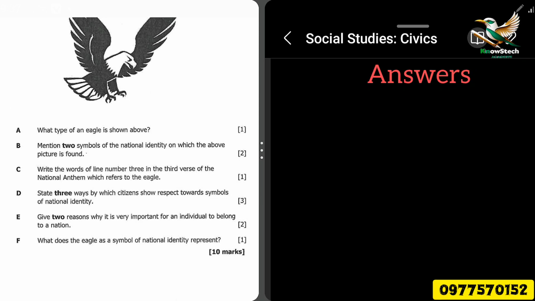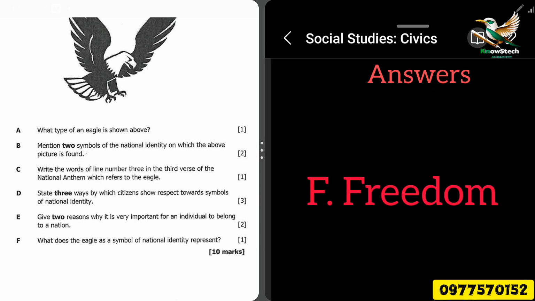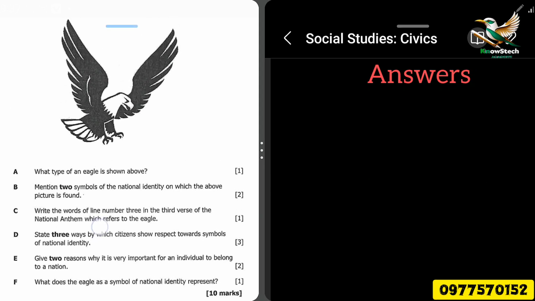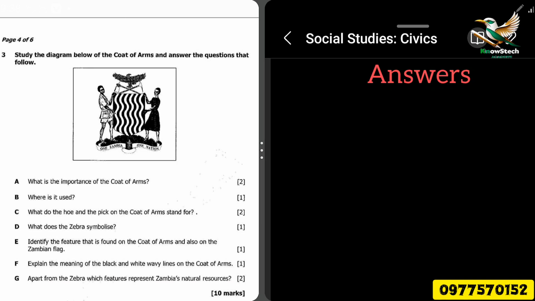Do you have another question? Okay, yes, you have F. What does the eagle as a symbol of national identity represent? So the eagle symbolizes the freedom that we have in Zambia and our ability to solve our own problems. That is the symbol of the eagle. Okay, so we're done with this one. This is another symbol of national identity.